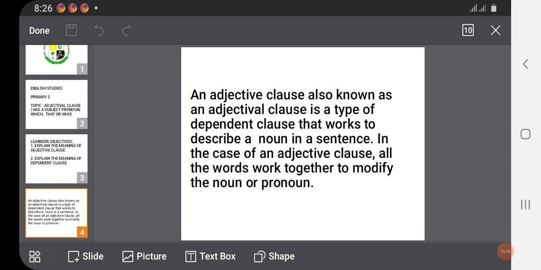So who can tell me what type of clause is an adjectival clause? It's a dependent clause, yes. Then who can tell me how an adjectival clause works? It describes the noun in the sentence. Yes, you're correct.